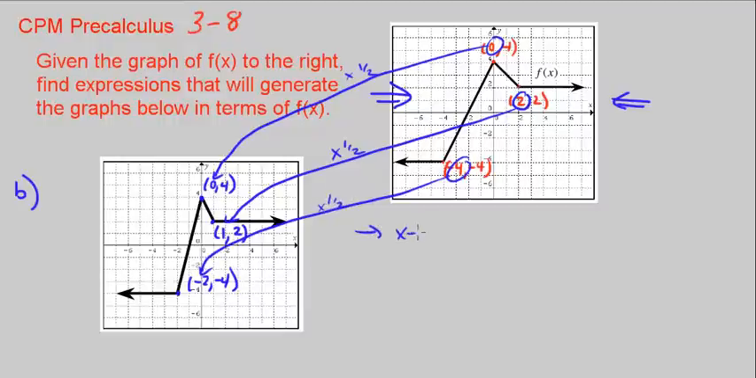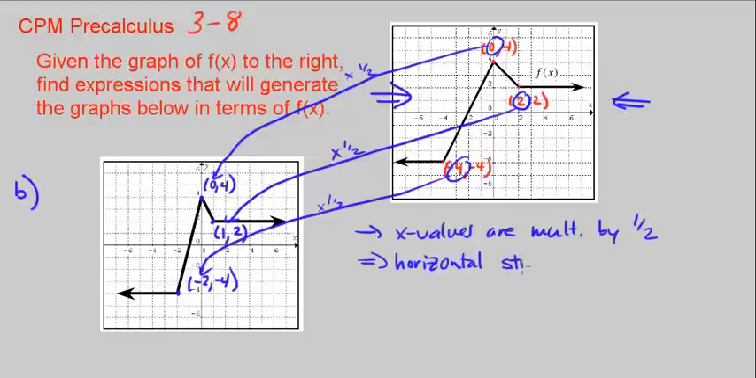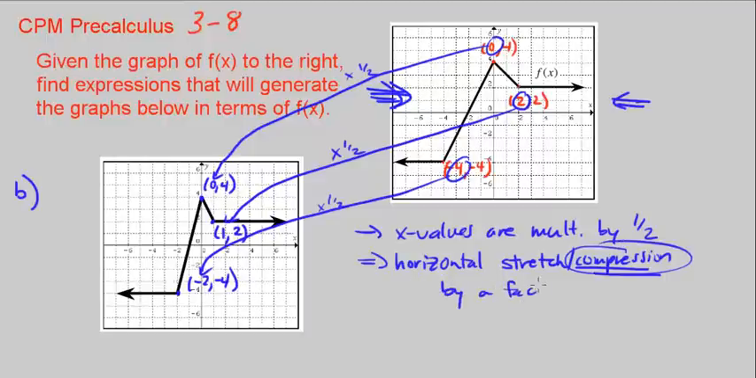And the -4 over here is multiplying by 1/2 as well, right? So I can go ahead and say the x values are multiplied by 1/2. And remember, when we look at the x values changing, that's the same as a horizontal stretch or compression, right? Compression means it's being pressed in. Stretch is when it's being pulled out. So this one would be a horizontal compression by a factor of 1/2.